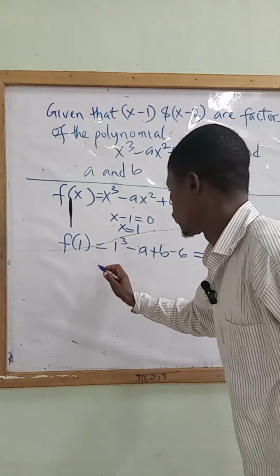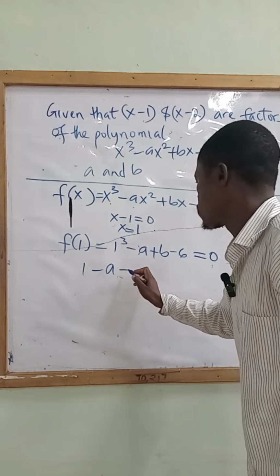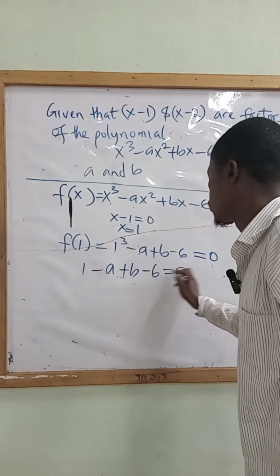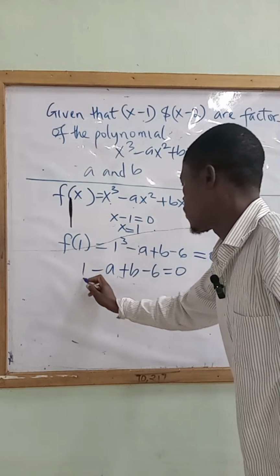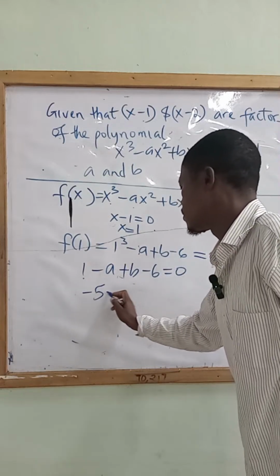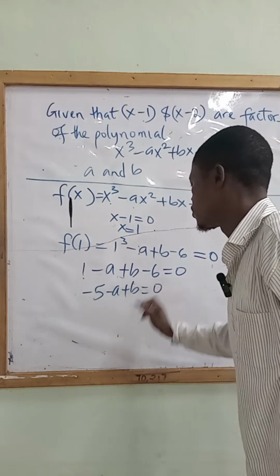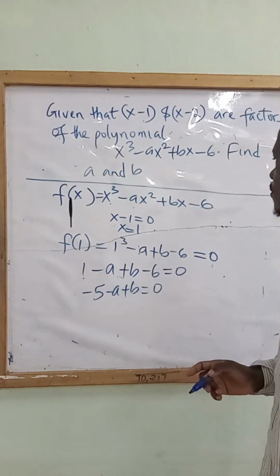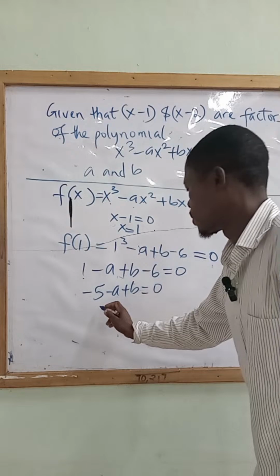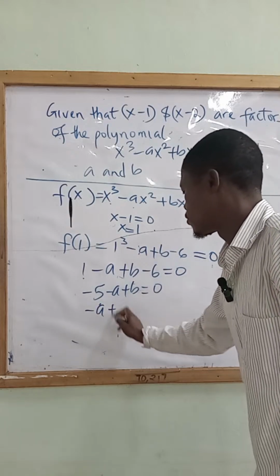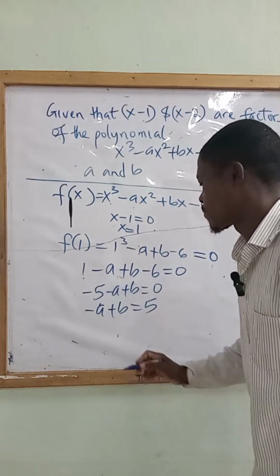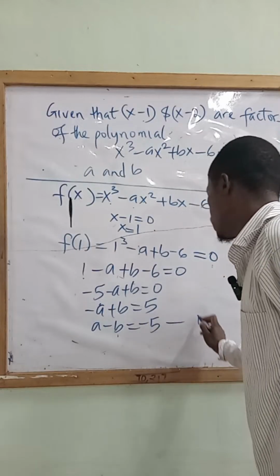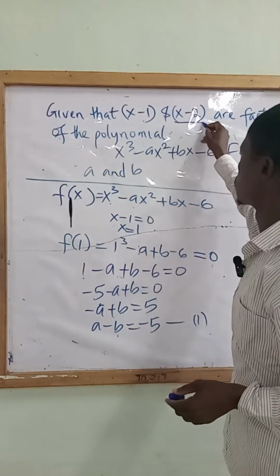So then we now have 1 minus a plus b minus 6 equal to 0. So 1 minus 6 is minus 5, minus a plus b equal to 0. You can move this minus 5 to the other side. So we have minus a plus b equal to 5. Multiply it by minus 1, we have a minus b equal to minus 5. That's equation 1.